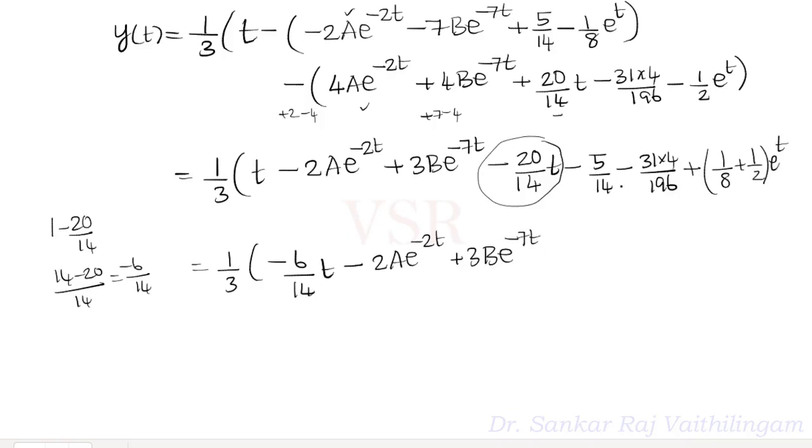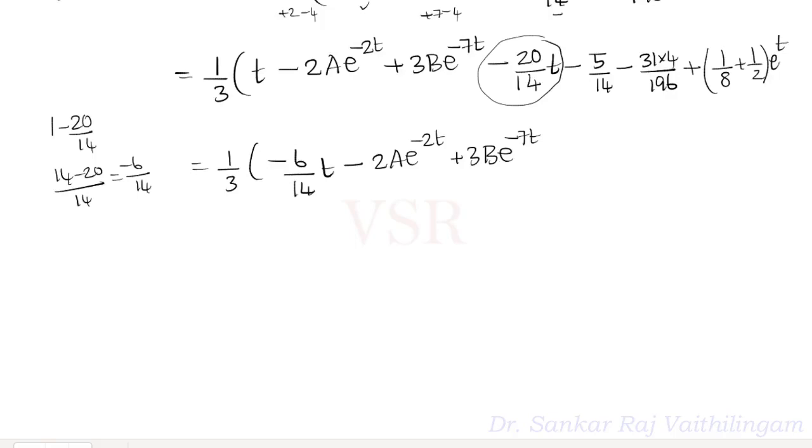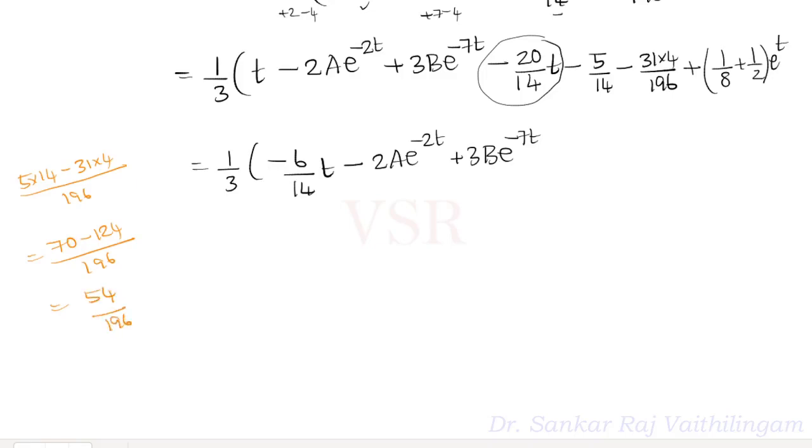Okay, now we need to solve these two. So shall we multiply this by 14 as well? Now what do we have, let me erase this. What do we get here? 5 into 14 minus 31 into 4 divided by 196. How much is this? 50, 70. So 70 minus 124 divided by 196. So what is this? 54 divided by 196.